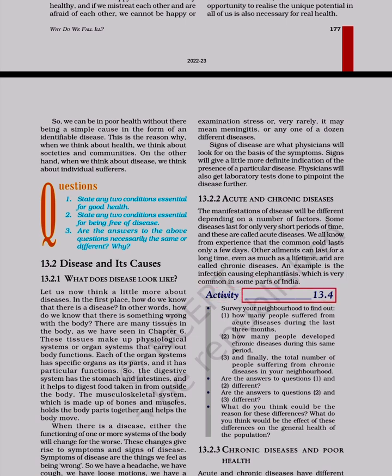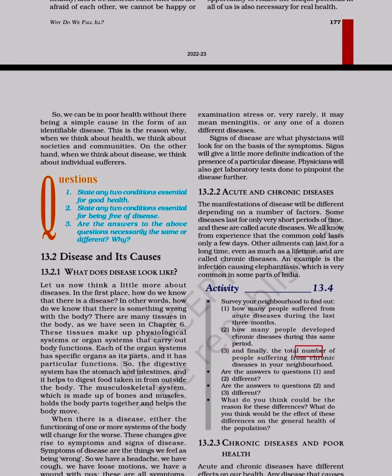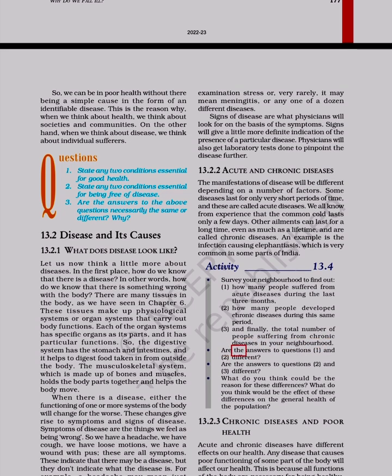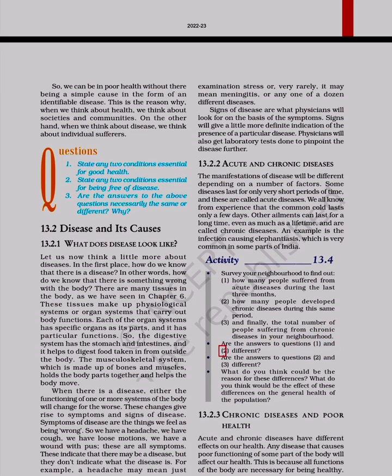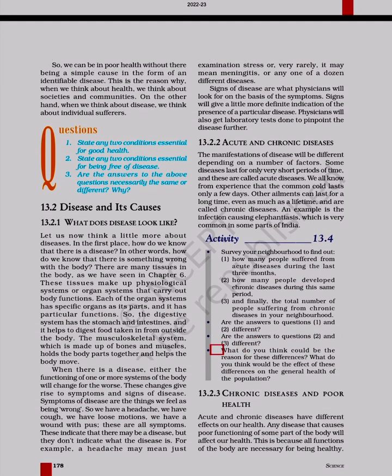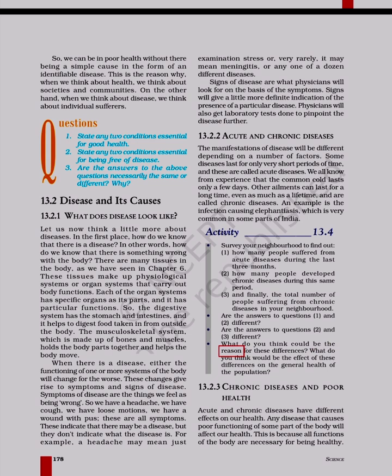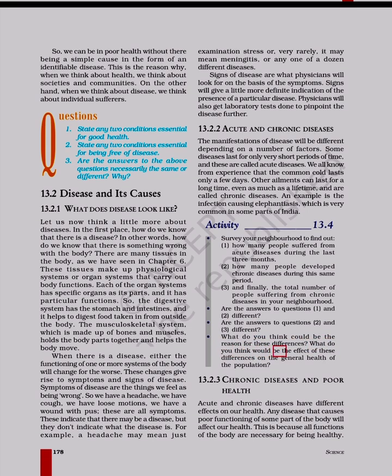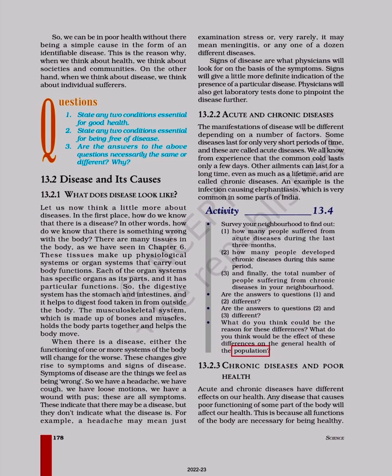Activity 13.4. Survey your neighborhood to find out: 1. How many people suffered from acute diseases during the last 3 months? 2. How many people developed chronic diseases during the same period? 3. And finally, the total number of people suffering from chronic diseases in your neighborhood. Are the answers to questions 1 and 2 different? Are the answers to questions 2 and 3 different? What do you think could be the reason for these differences? What do you think would be the effect of these differences on the general health of the population?